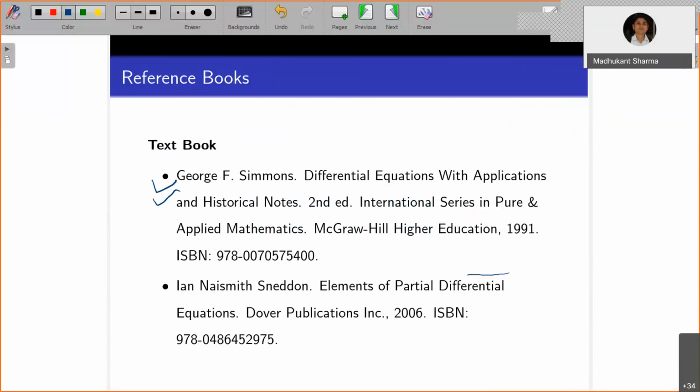This should not be there, because you are not working with partial differential equations, so it's not going to be part of your course. So you are going to work with this book, and I will also mention which chapters we will follow.